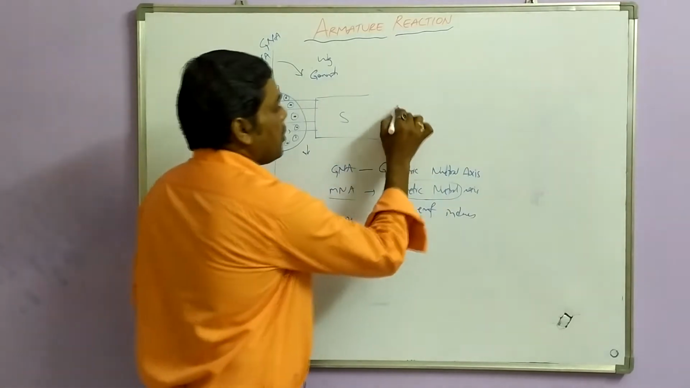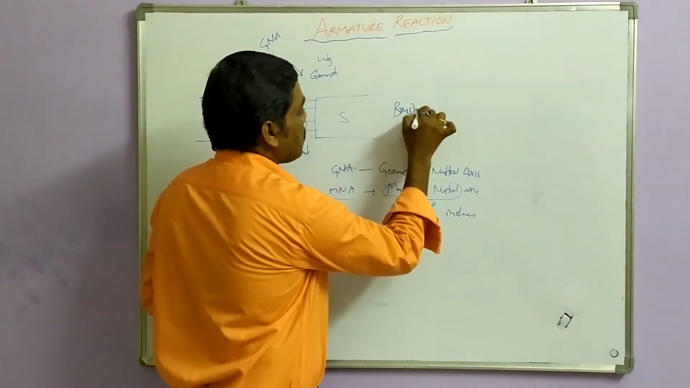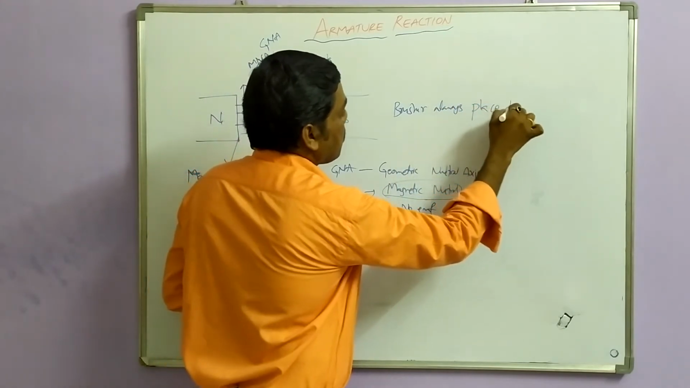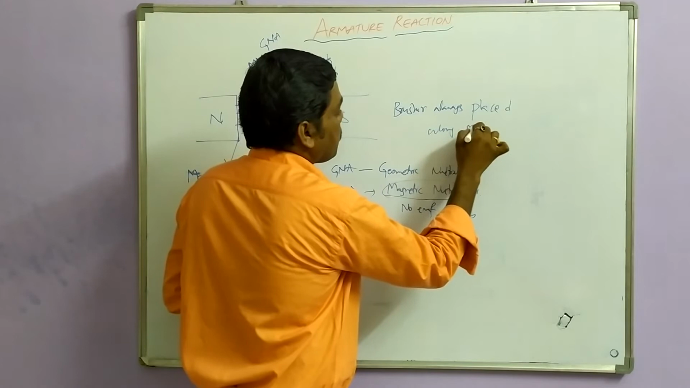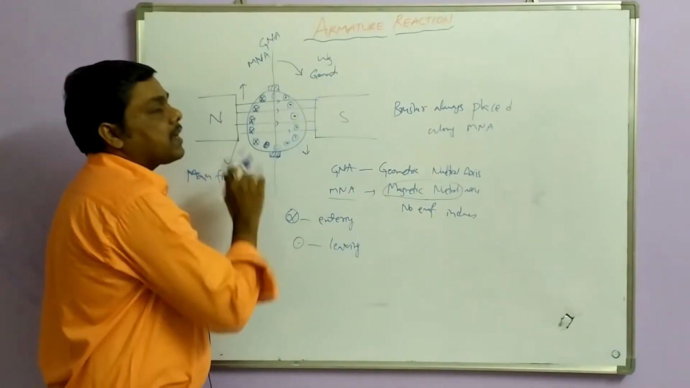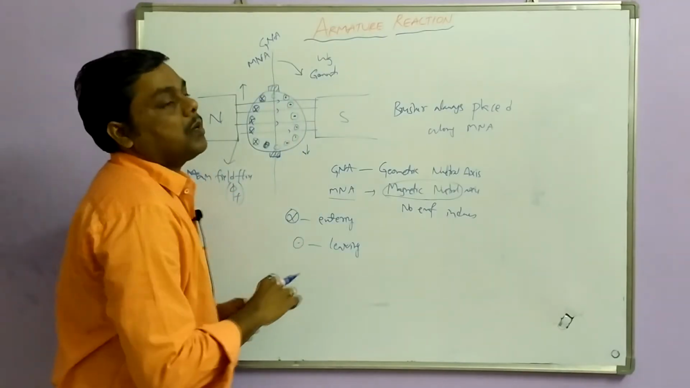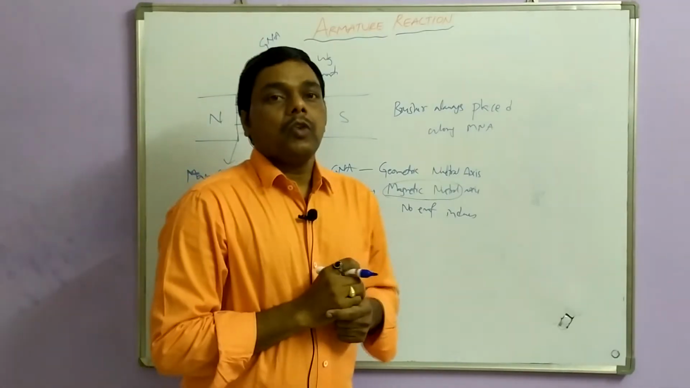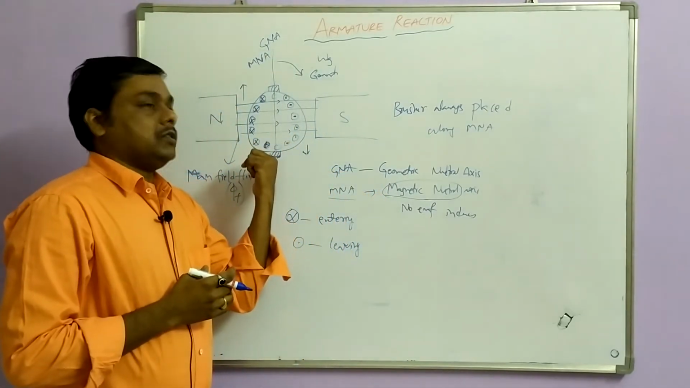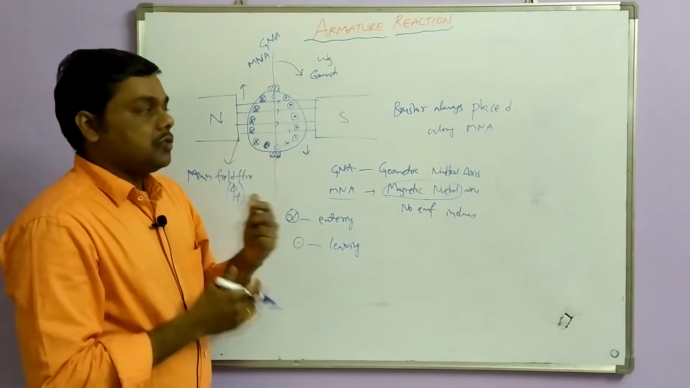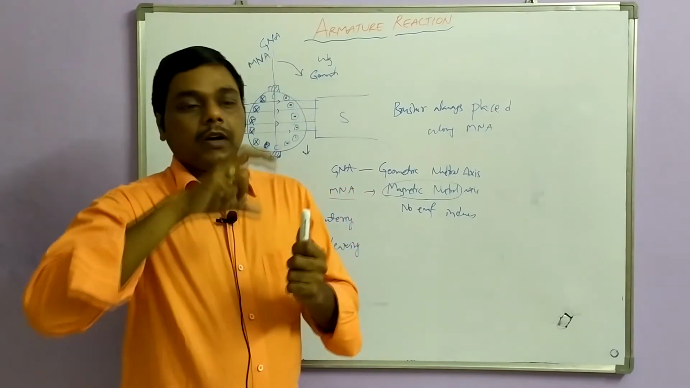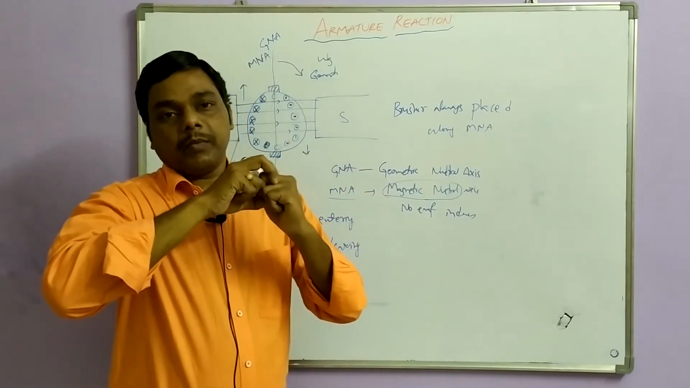So what do you mean by that? Brushes are always placed along the MNA. Nothing but where the conductor does not carry any current, the brushes are placed here. So what is the reason for that? The commutation process takes place in the brushes. The current shifting takes place on the commutator segments.